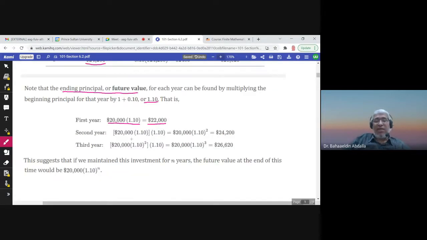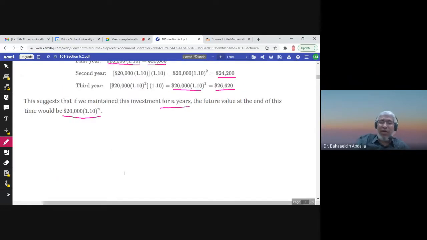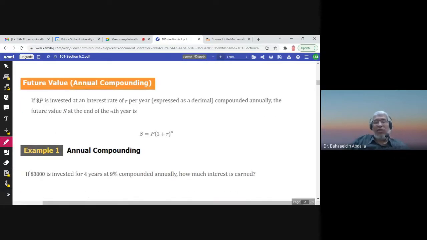Now in the second year, we need to multiply this 22,000 by another 1.1, or we are multiplying the original amount 20,000 by 1.1 times 1.1. So this is the future value at the end of the second year. At the end of the third year, we will have 20,000 times 1.1 to the power 3. So we can say that after n years, compounded annually, the formula would be 20,000 times 1.1 to the power n.